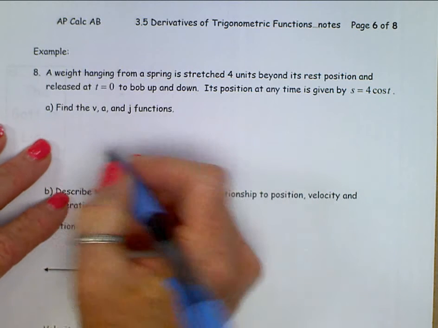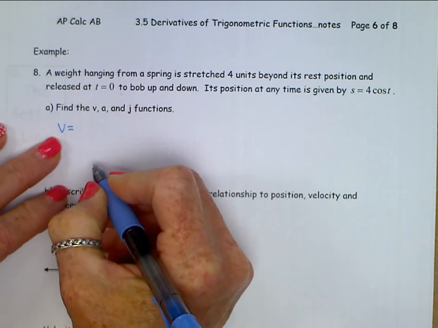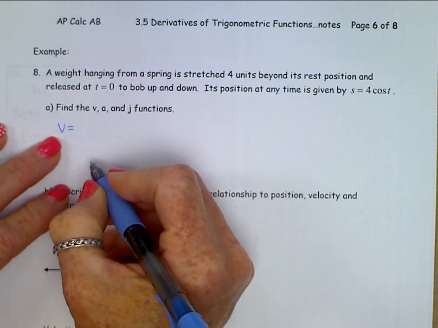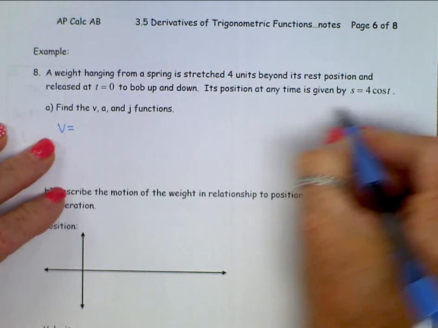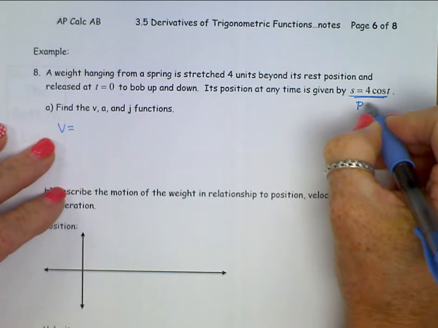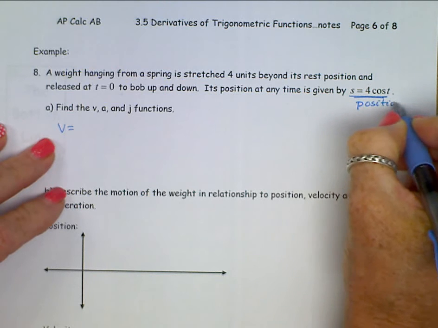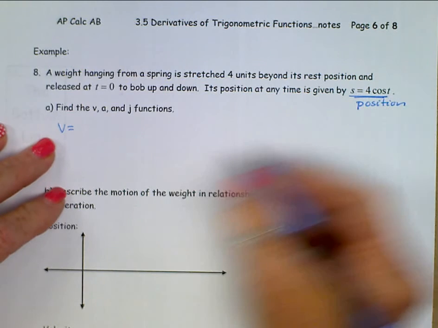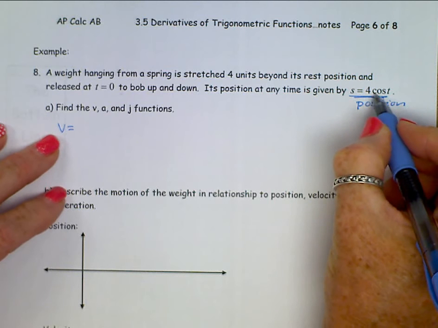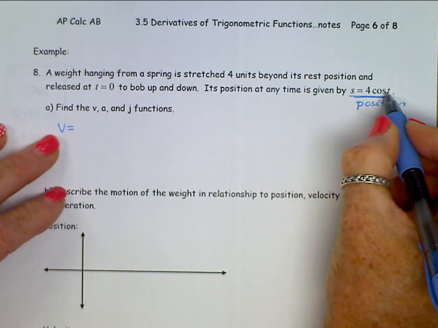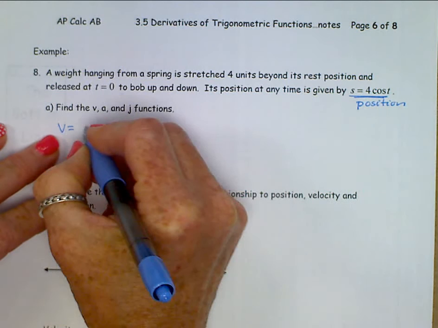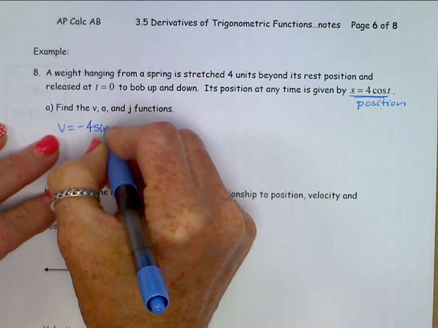So first thing, let's find velocity. Velocity is going to be the derivative of this position. So here's the position function. When we do that, bring the 4 down, and then times the derivative of cosine, which is negative sine. That'll give us a negative 4 sine t.